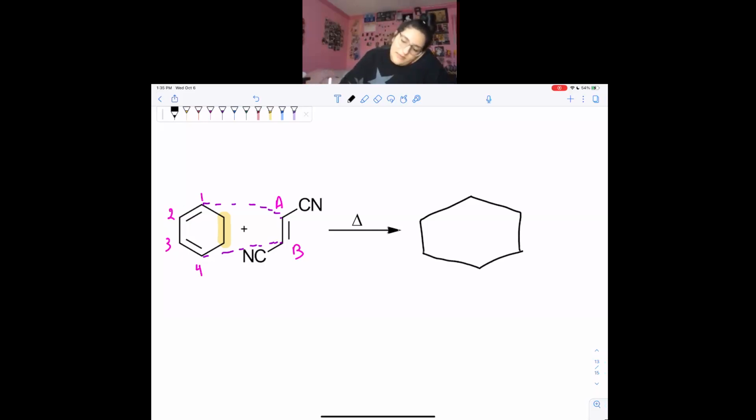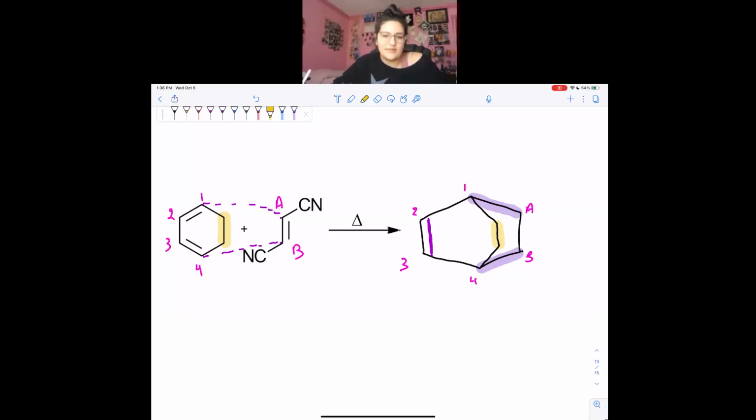So I'll number it 1, 2, 3, 4 again, A, B again, just so we can keep track. And we made a double bond here between 2 and 3. And we know these are the double bonds, these are the single bonds that we just formed. Now let's take care of the bridge first. So now instead of 1 point in the bridgehead, we're going to have 2 points in the bridgehead.